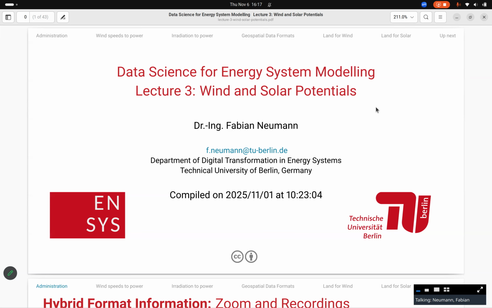So we're not going to talk about evaluation of individual sites, of individual projects, but more from, say, a countrywide perspective, where we want to find out where, in principle, the largest eligible areas would be.